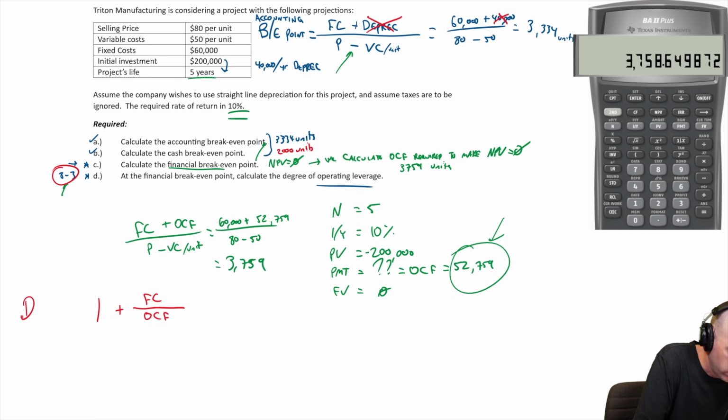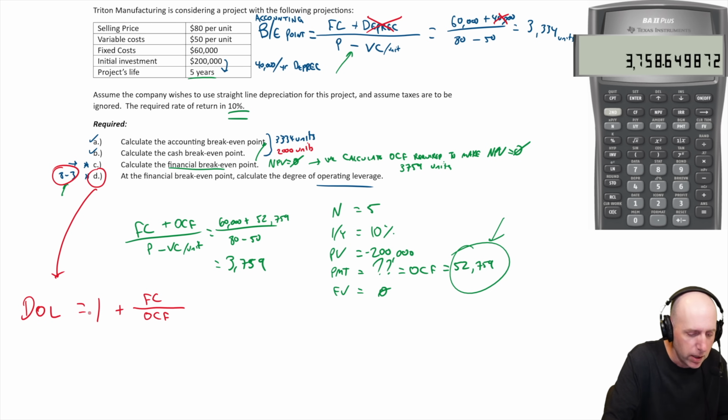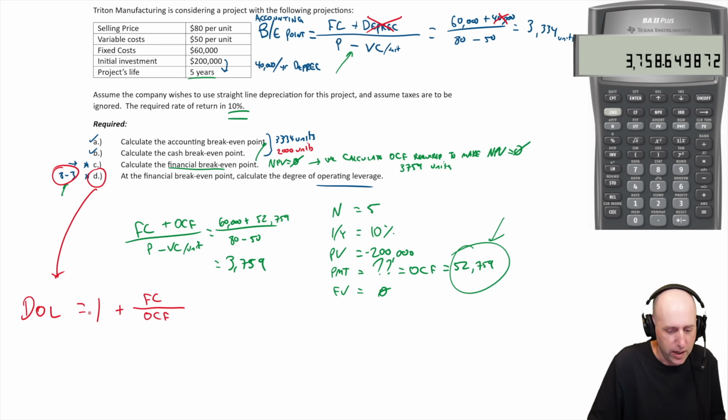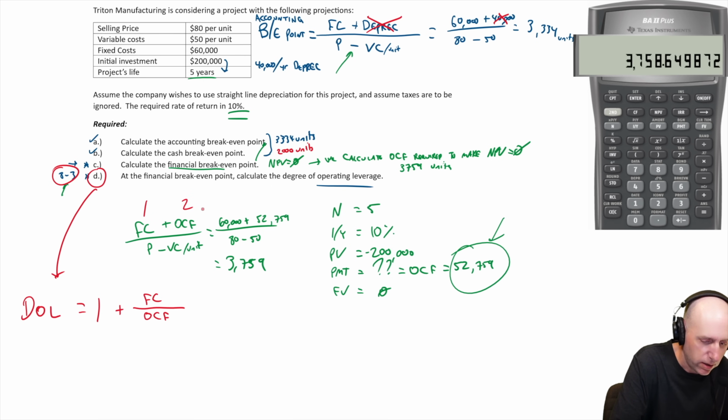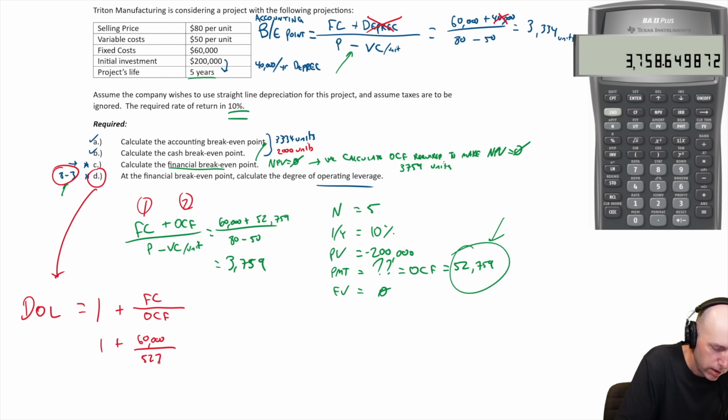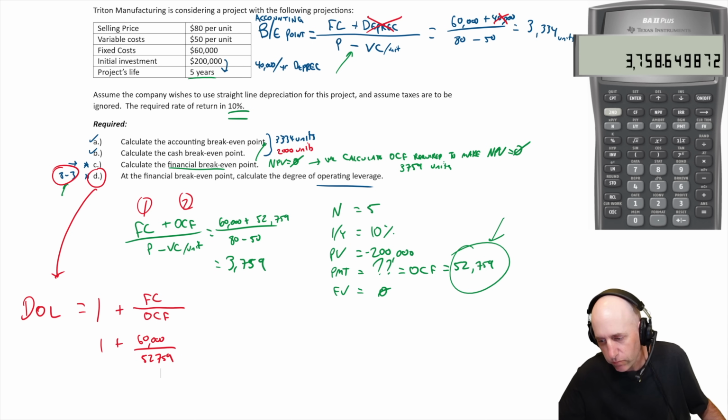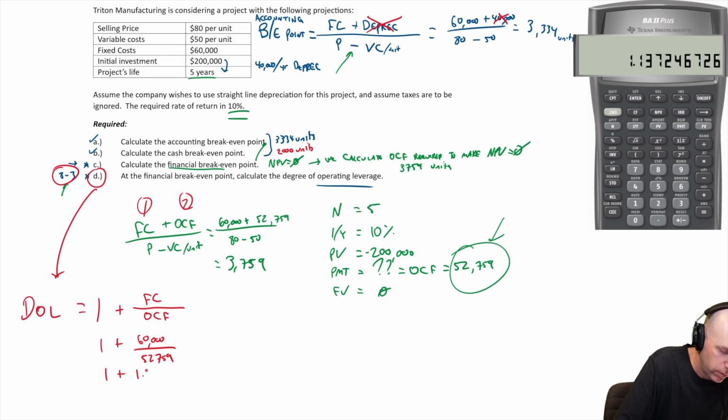So again, this is degree of operating leverage. This is part D that we're solving for here. So 1 plus fixed cost divided by operating cash flow. Well, there's our fixed cost, and there's our operating cash flow. So 1 plus 60,000 divided by 52,759. 60,000 divided by 52,759 equals 1.14. So 1 plus 1.14 is 2.14.